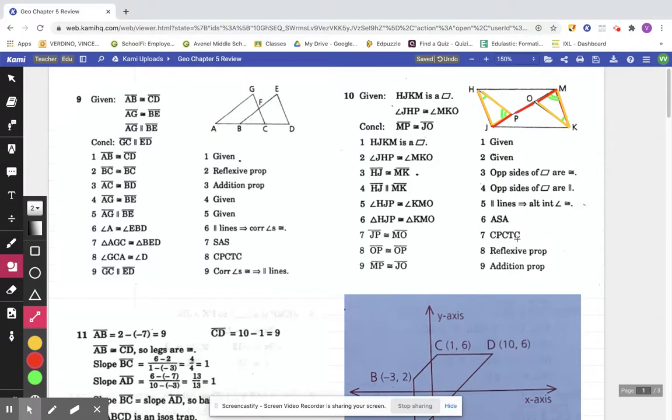That's reflexive. Okay, so now remember, we want to prove that MP is congruent to JO. So MP and JO. So now we have two of those segments. We could say, based on the addition property, that MP is congruent to JO. All right, again, it helps to draw in these parts with a different color.